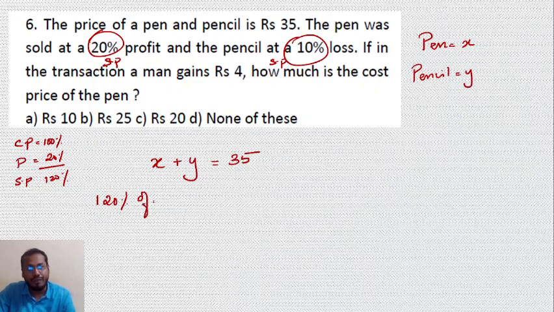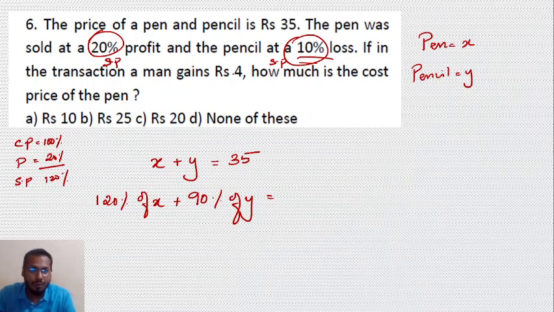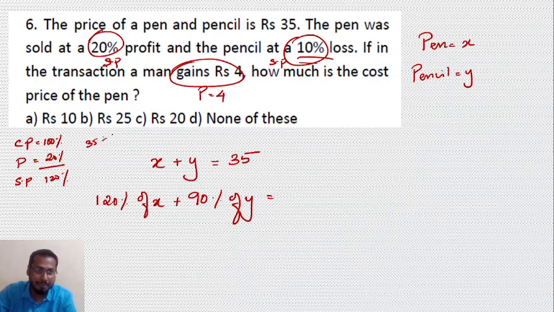120% of X plus loss is 10%, means it will be 90% of Y is equal to gain. Gain is 4. That means profit is 4. Profit 4 means what is selling price? Already 35 is cost price plus 4 is gain. So it should be 39. Okay.